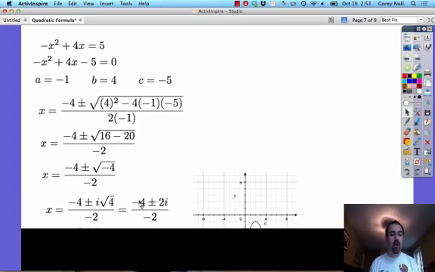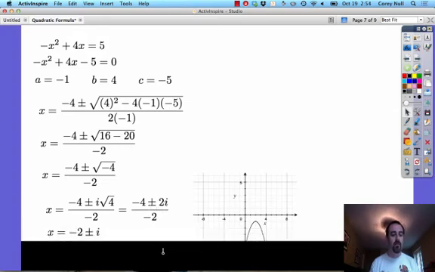Now, I can divide this into two fractions: negative 4 divided by negative 2, plus or minus 2i divided by negative 2. So I get negative 2 plus or minus i.